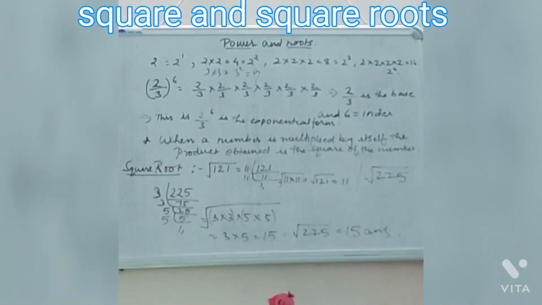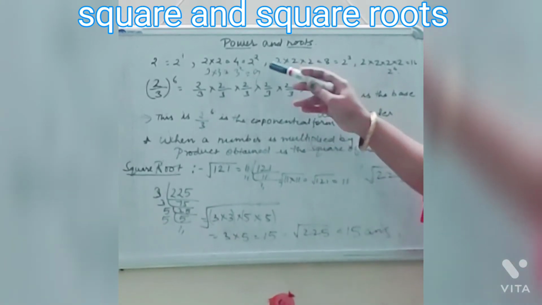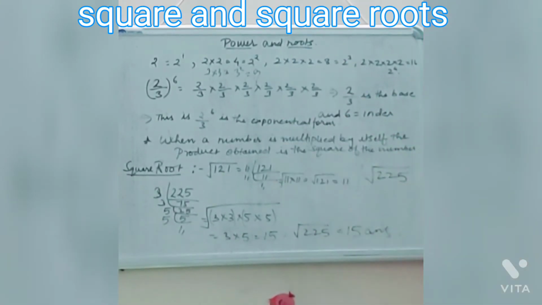Now what about square root? There are 2 methods to find square root. I am showing one now and then I will show you one more. Square root is just the opposite. If we are going to find the square, we multiply the number with itself. When we find the square root, we actually find out how many times that number has been multiplied.